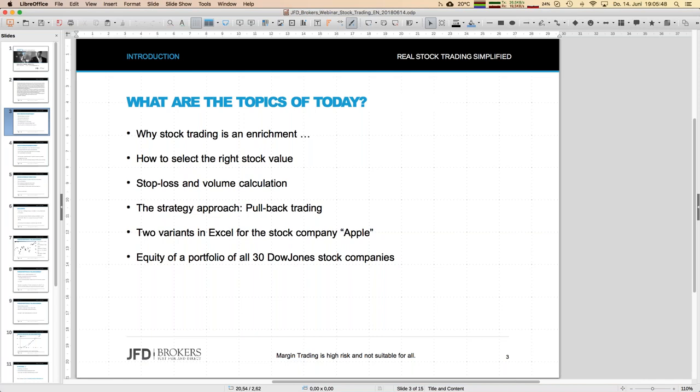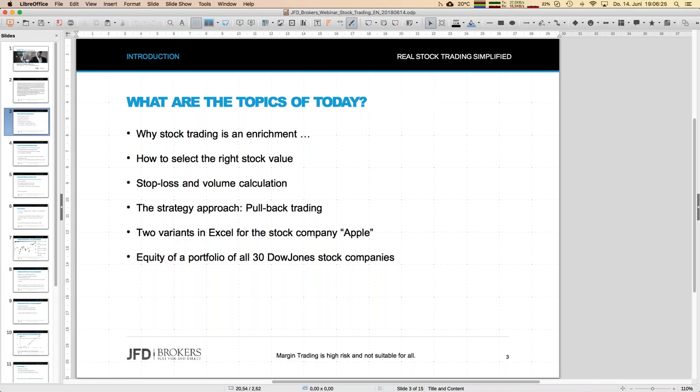It's much more simple. But before really going into that kind of strategy, I have one slide. The one or the other may say, okay, that's a little bit simple stuff, but we will use the same logic, the same calculations within the later shown Excel sheet to calculate volume, stop loss, and something like that. Therefore, I have to mention those kinds of calculations here as well. But then it comes to the real strategy, and the strategy is a pullback trading strategy. And the name is already telling you how we trade.